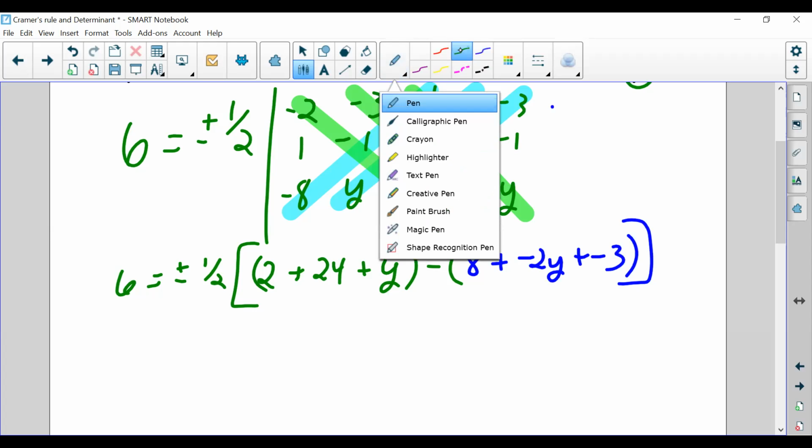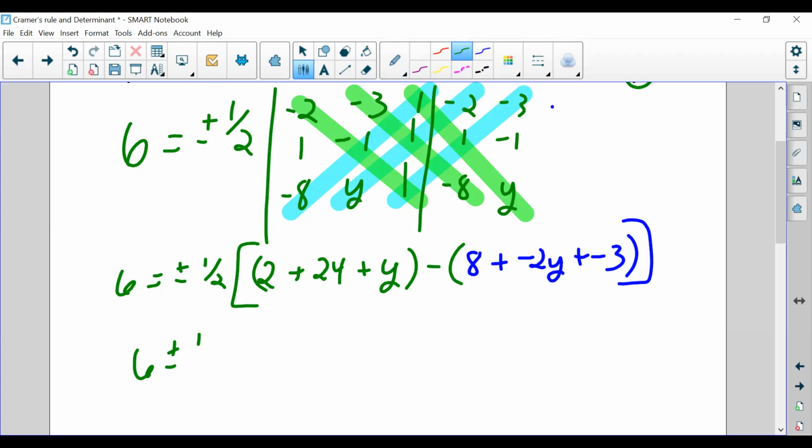So we got 6 equals plus or minus 1/2. Okay, that's a 26 plus y. And this gives us 5 minus 2y, but distributing that negative, so it's going to be -5 plus 2y.